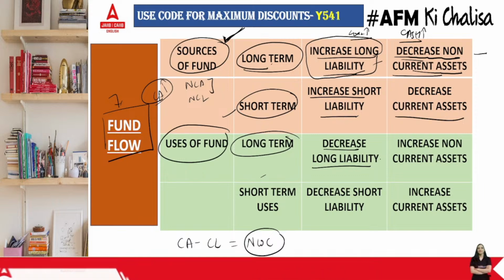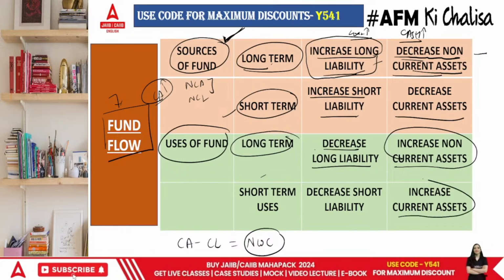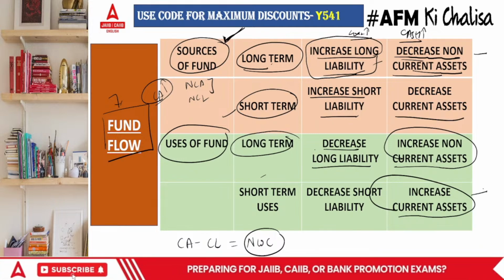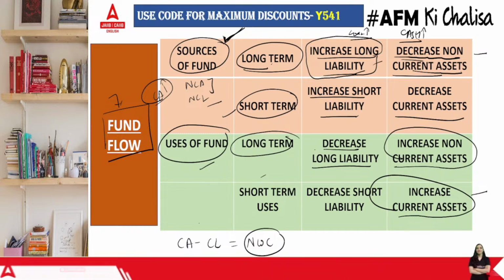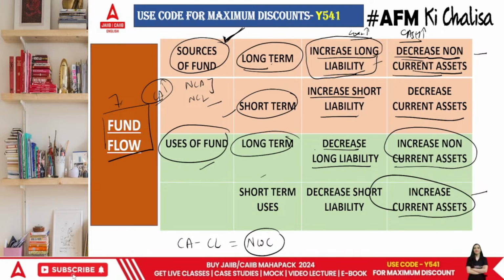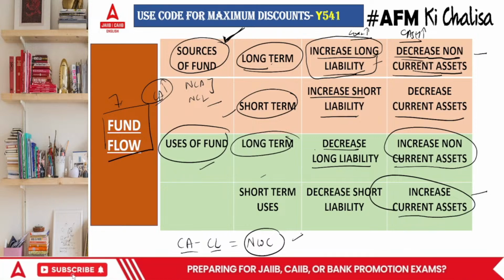Opposite happens with an increase in current assets. If you buy current assets, you lose funds. If you increase your current assets, then obviously you are buying stock, again you are losing funds. So you just have to follow the loss and gain of funds, provided in that particular transaction one element has to be long term, one element has to be short term. If both of these things are there, only then it is considered under the fund flow statement. If both are current, then it is net working capital. Both non-current are not a part of fund flow.